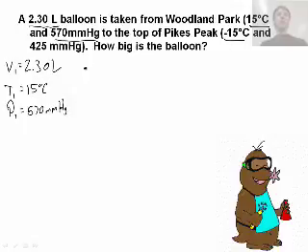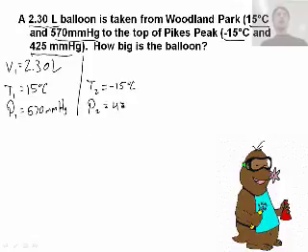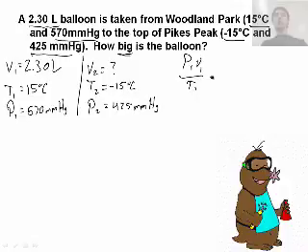Okay, we have a new condition at the top of Pikes Peak. We have a T2, which is negative 15 degrees Celsius. We have a new pressure, P2, which is 425 millimeters of mercury. How big is the balloon? Big, that implies size or a volume, so that's our V2. That's our unknown. Notice that moles are not referenced in this problem, so we simply ignore the moles. So the equation that we'll be using is P1 V1 over T1 equals P2 V2 over T2. We're going to ignore the moles because moles do not change. They're not mentioned in this problem.